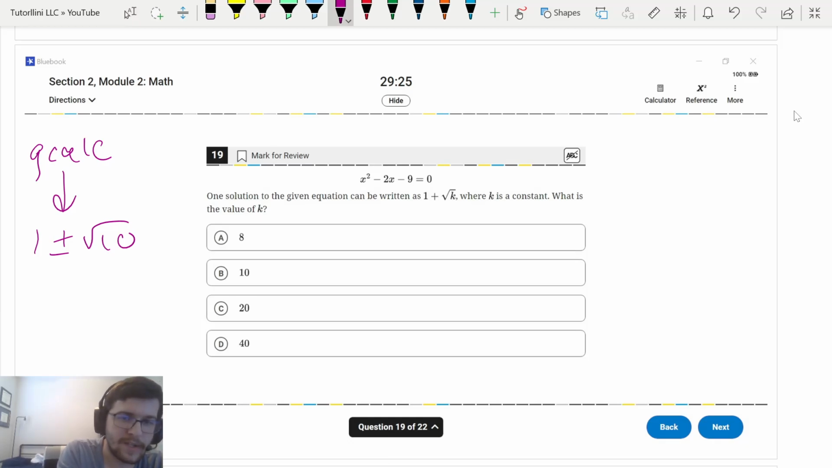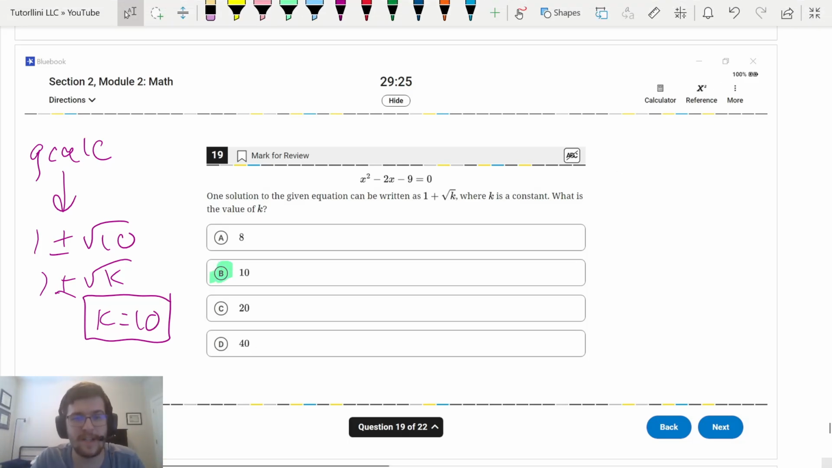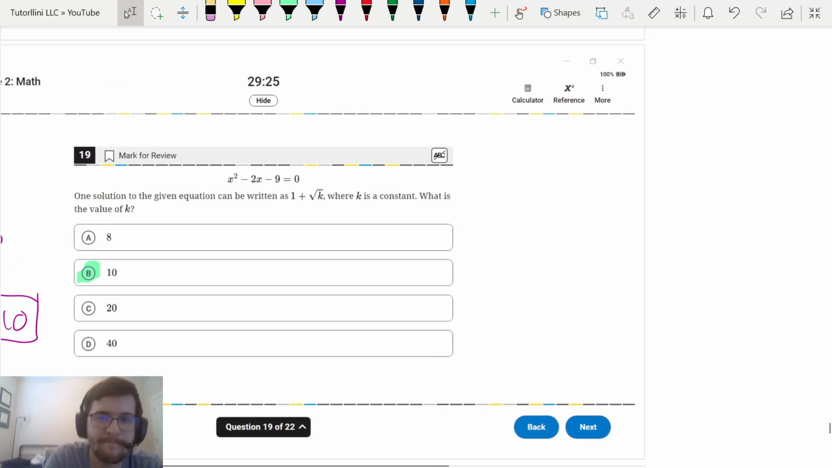Okay, so it wants us to write it as 1 plus root k. So that means k is 10. That's the answer. Wow, that took 2 seconds. I would be so happy if I saw that question on my test. All right, let's go over how to do it by hand.